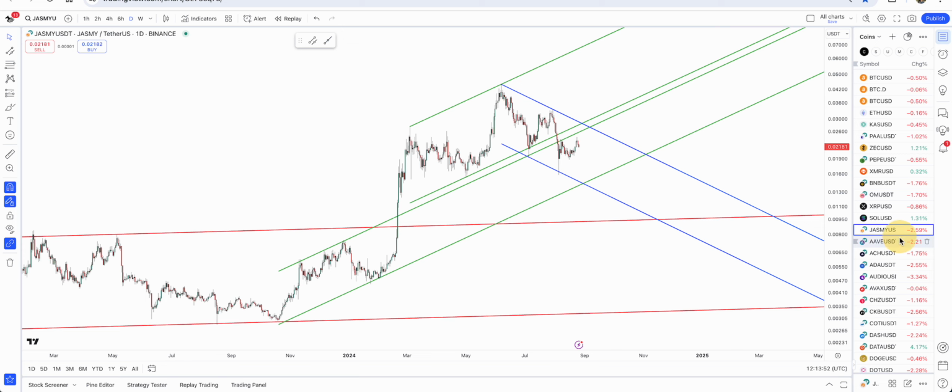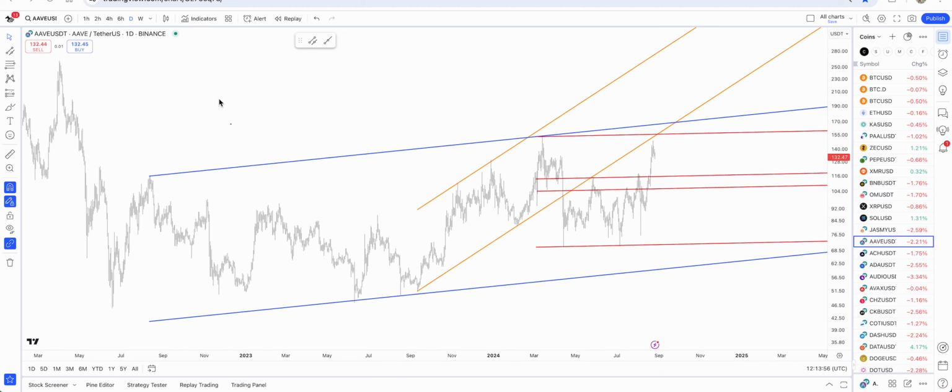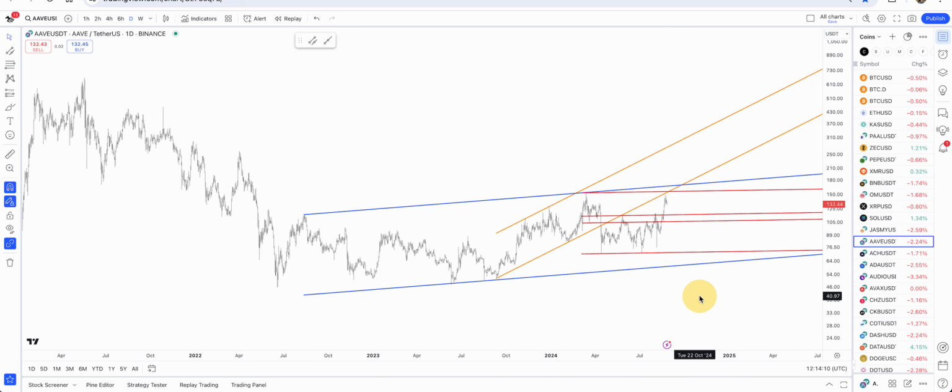Okay, last one is Aave. You can see the golden bull flag, the golden uptrend, was broken and back tested. It really has to go beyond 185 to break free for good. Yeah. And that would actually target a new all-time high. So it really has to go beyond these multi-resistance levels.